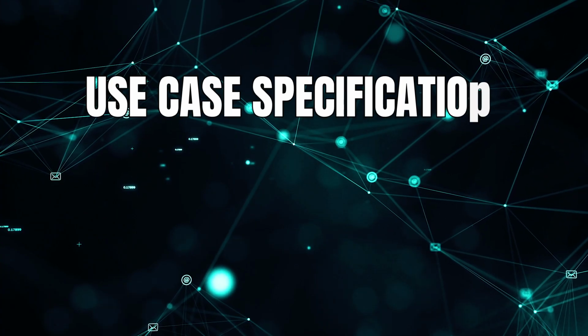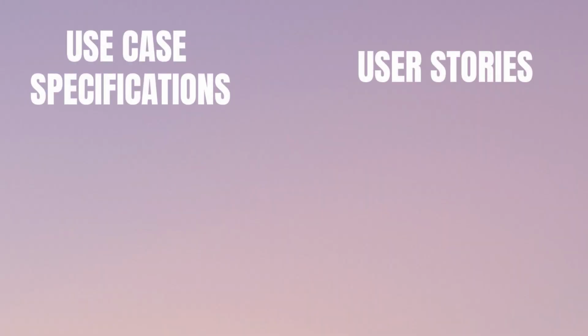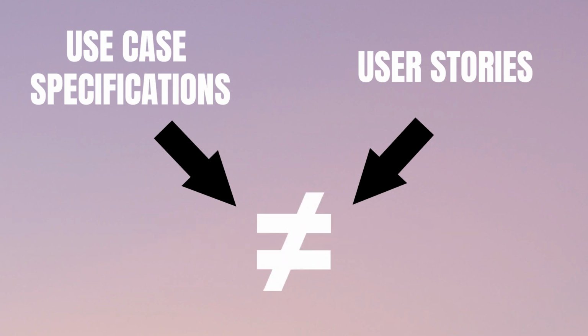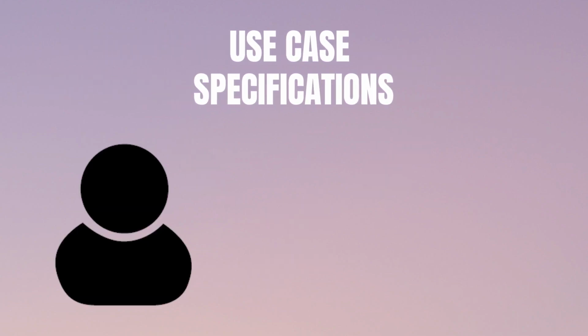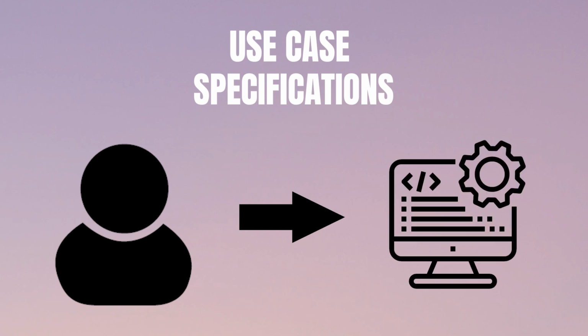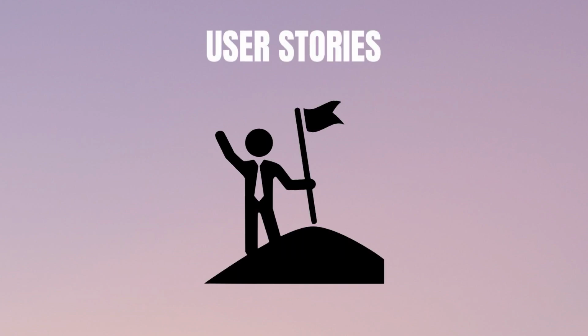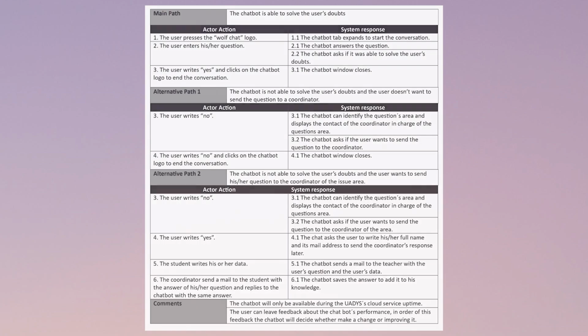Use case specifications versus user stories. Both use cases and user stories are techniques for capturing the functional requirements of a software system. However, there are some key differences between these two. Use case specifications focus on the interactions between the user and the system and are described using a predefined structure. User stories focus on the user's goals and are described using a simple, concise format. For our project, we use the use case specifications description.